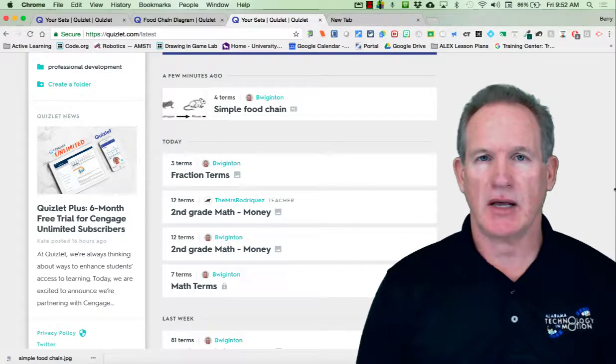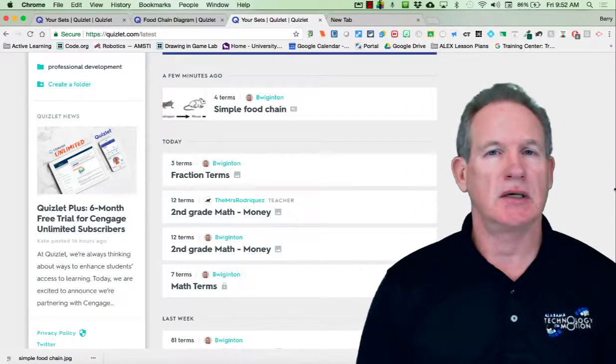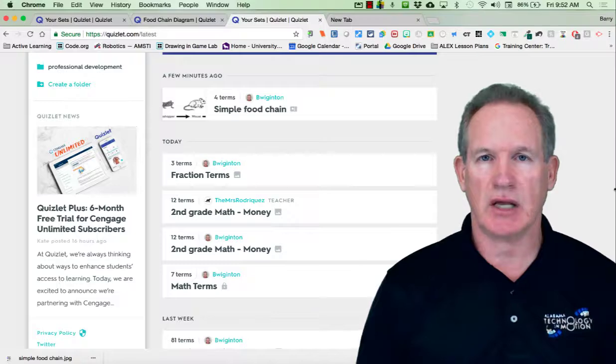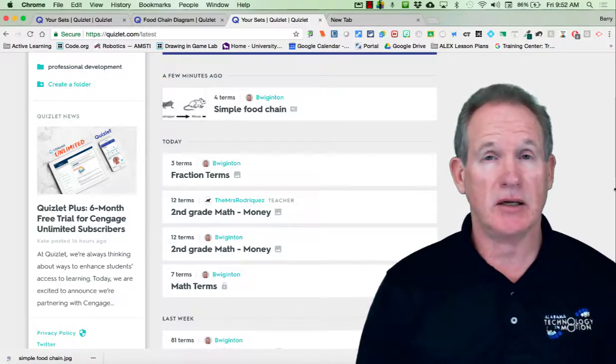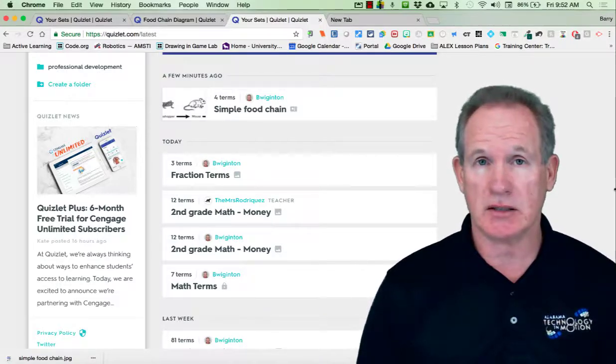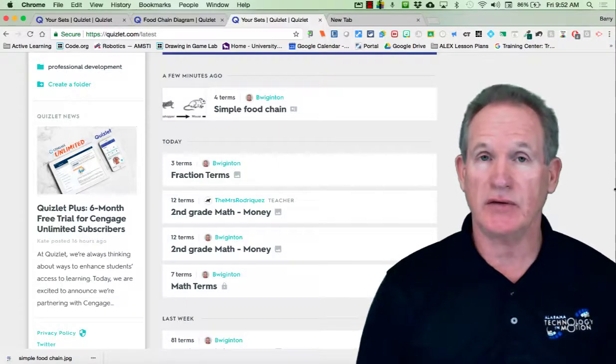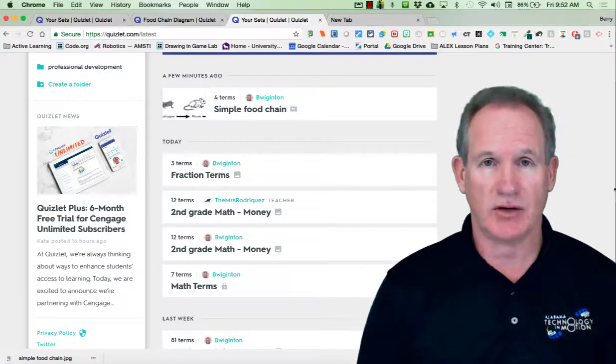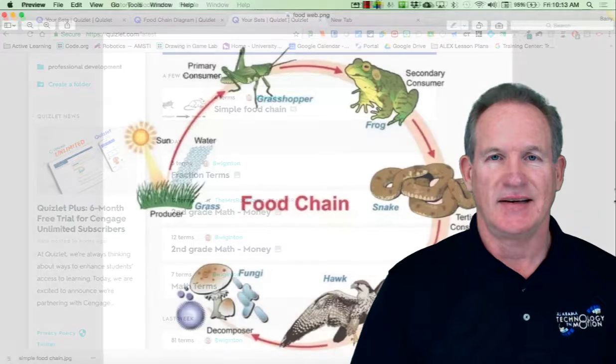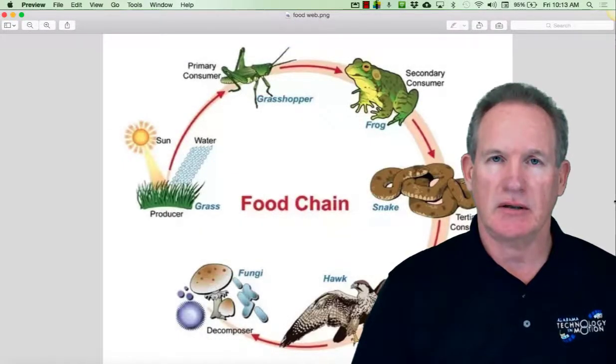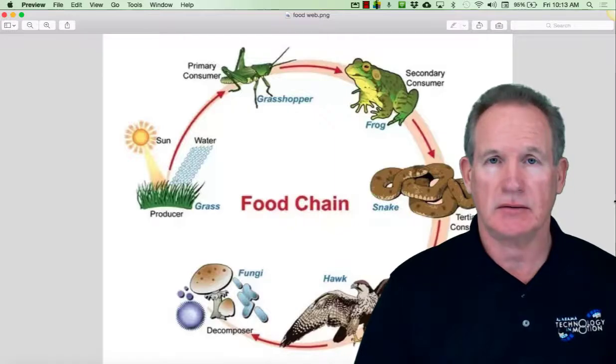Now that we understand what an effective tool Quizlet can be for helping students understand vocabulary and important subject-related content, let's take a look at a new feature called diagrams. A diagram is essentially a picture that communicates information, like this food chain.